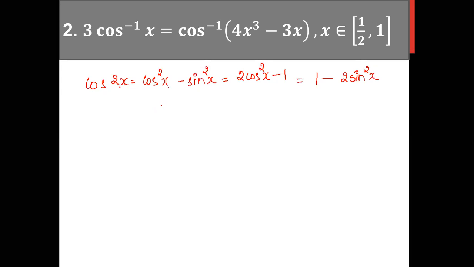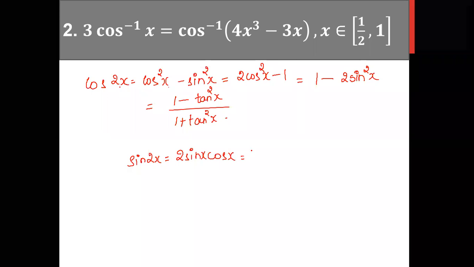Similarly, one more formula is 1 minus tan square x divided by 1 plus tan square x. And then we have sin 2x. So sin 2x has two formulas, that is 2 sin x cos x. What is the one more formula? 2 tan x divided by 1 plus tan square x.